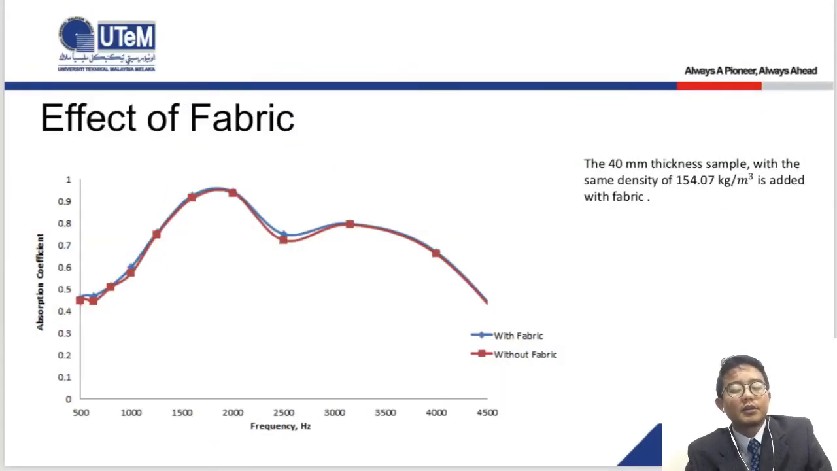Next, I would like to talk about the effect of fabric. In the effect of fabric, the 40 mm thickness sample with the same density of 154.07 kg per meter cube is added with fabric to test the sound absorption coefficient of the COGON glass fibers. The fabric will be put in front of the sample and at the back of the sample.